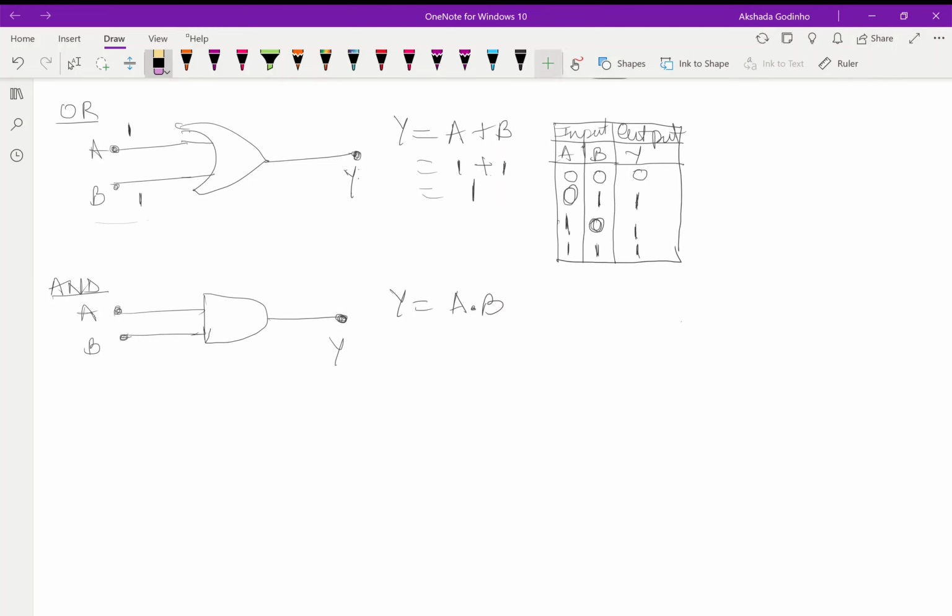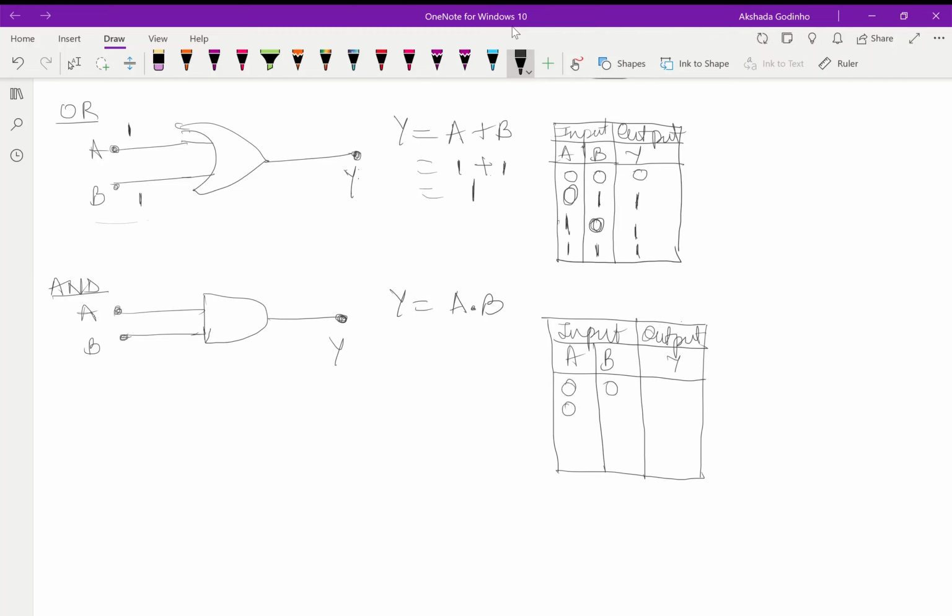The AND gate, okay, actually is a very easy gate to remember, because it works on the multiplication principle. Again, we have the input. We know, again, AND gate has two inputs. So I will have to draw two lines here, A and B, and my output will just be a Y. Combination remains the same. The first one is going to be 0, 0, 0, 1, 1, 0, 1, 1.